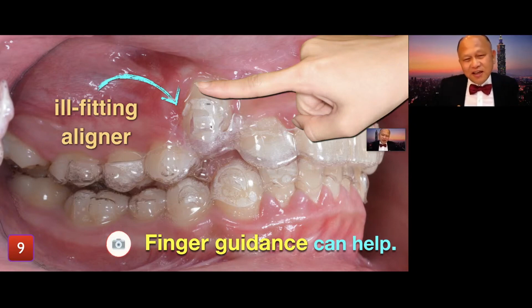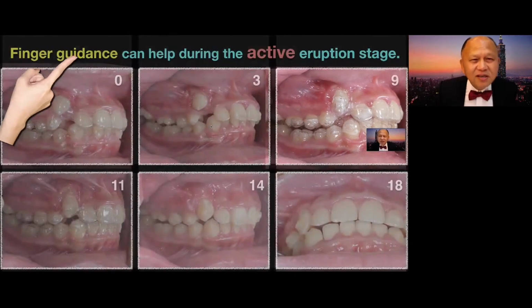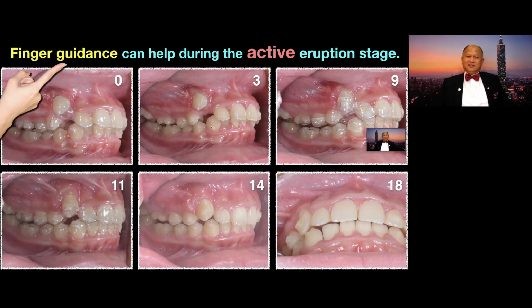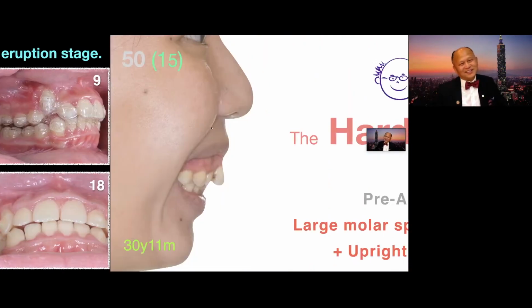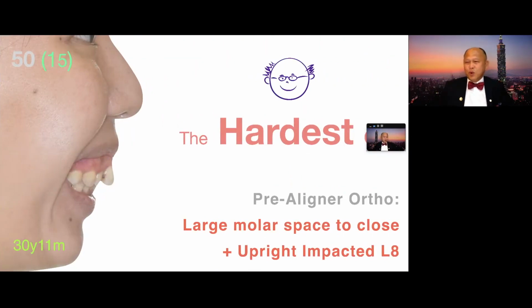With this powerful finger guidance, the finger guidance can help during the active eruption step. And the canine is right here. And final is right here. Just aligner and the patient's finger. That's it. Oh, I love this finger guidance. I love it.